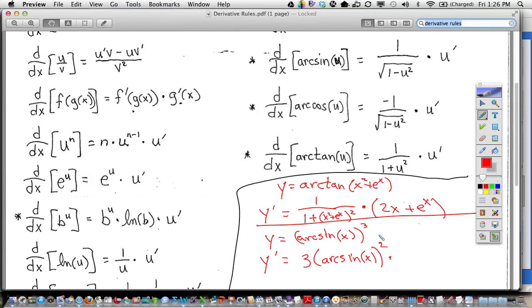3 arc sine of x squared, times, no, no, times what? 1 over the square root of 1 minus x squared. Right? So arcsine or arctangent could be the outer function, but it also could be the inside function too.